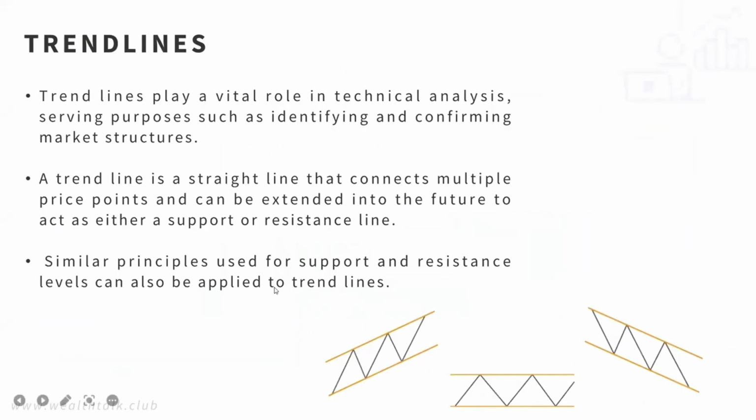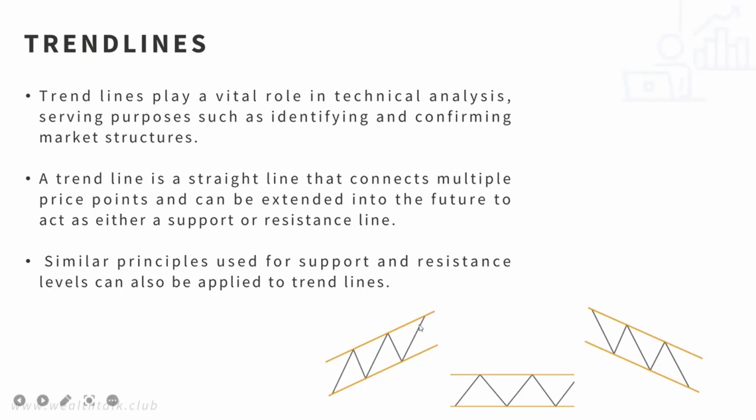What is a trend line? Trend lines play a vital role in technical analysis, serving purposes such as identifying and confirming market structures. A trend line is a straight line that connects multiple price points and can be extended into the future to act as either a support or resistance line. Similar principles used for support and resistance levels can also be applied to trend lines.